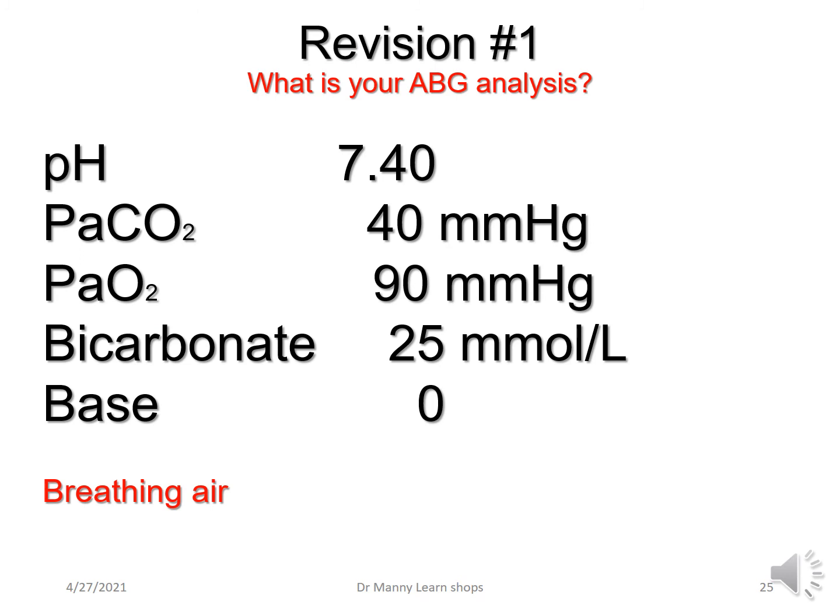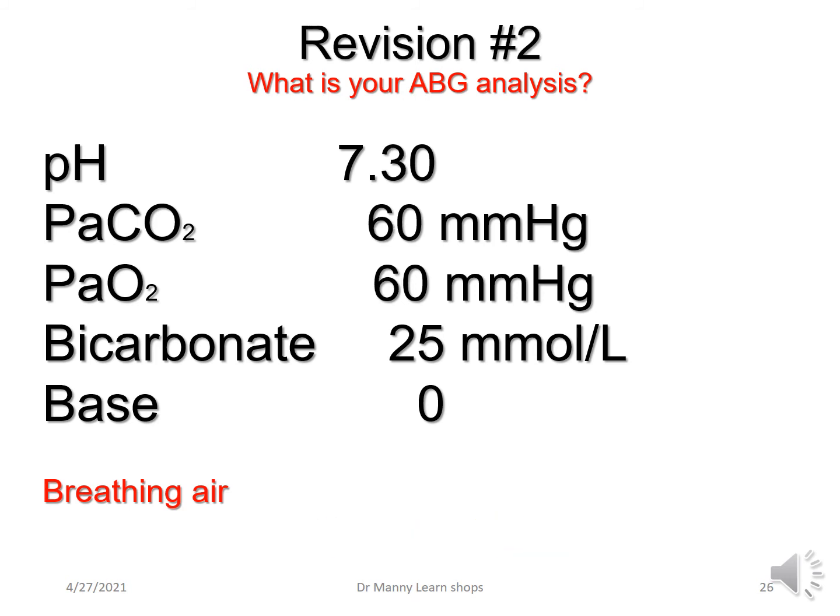So let's review. What's your ABG analysis now? Now look, here's your blood gas. I haven't included the SaO2s, but typically if you're hypoxic, you'll have a low SaO2. pH 7.40, PaCO₂ 40, PaO₂ 90, bicarb 25, base 0. They're breathing room air. What's your analysis? These are normal arterial blood gases.